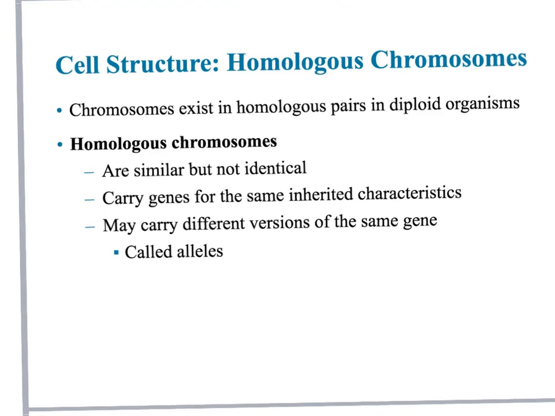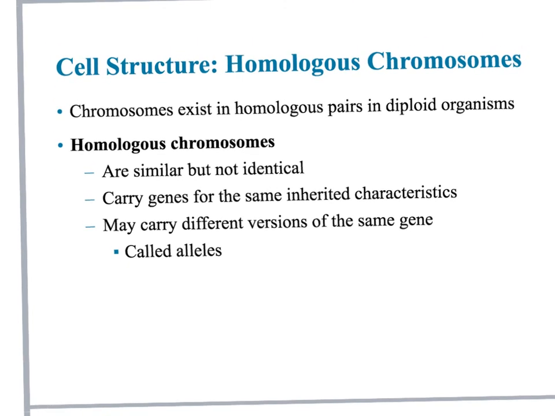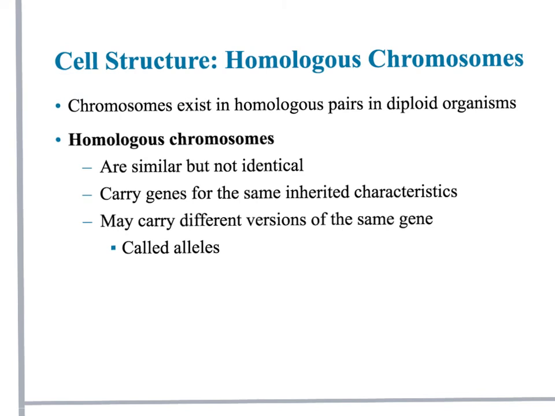And then our chromosomes exist in homologous pairs in a diploid organism. So diploid is two. Ploidy, if we just looked at the word ploidy, represents typically the number of sets of chromosomes. So diploid is two, haploid is one. We'll see ploidy coming back when we talk about mutations later in the semester.